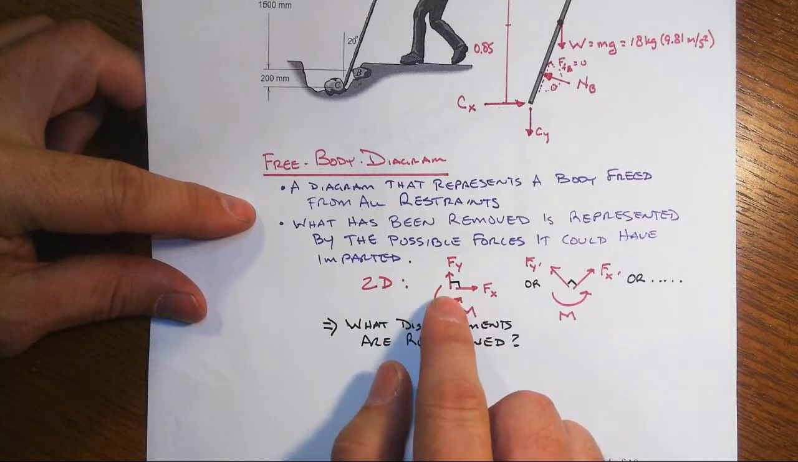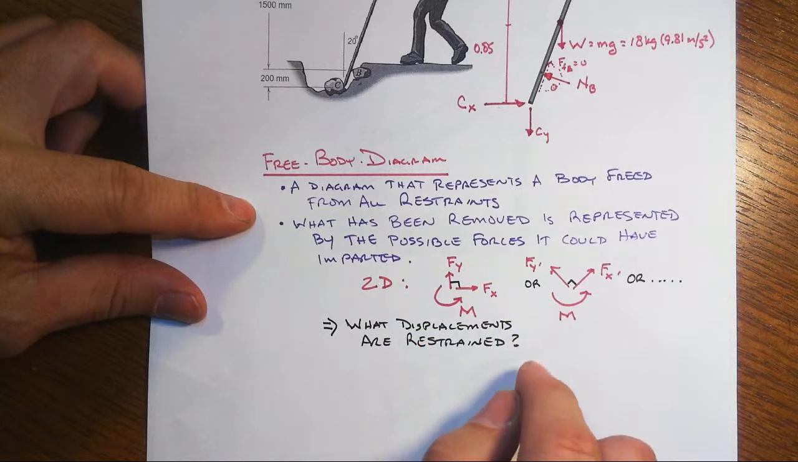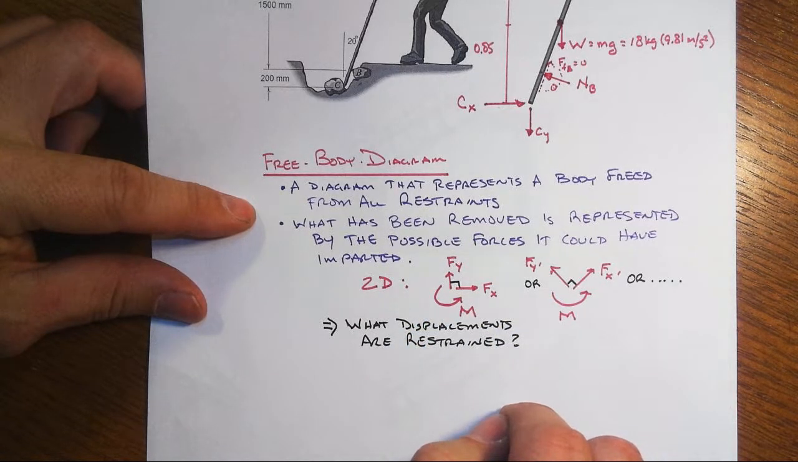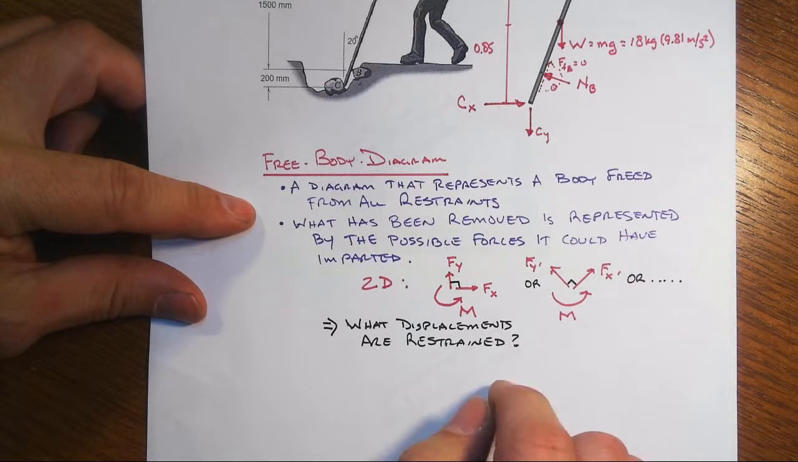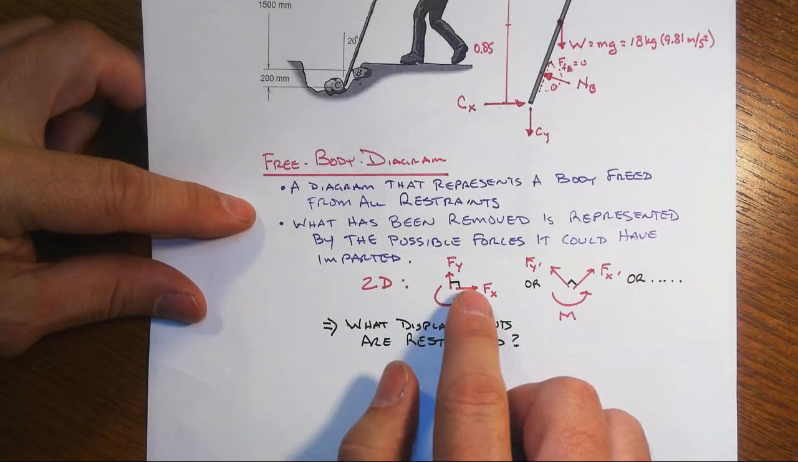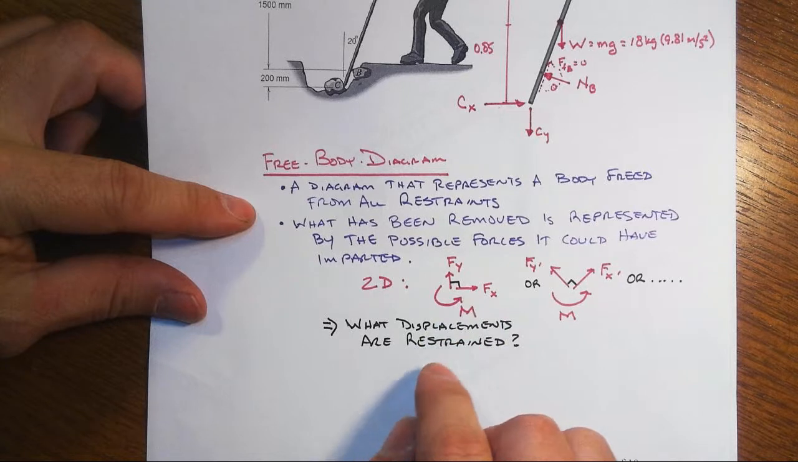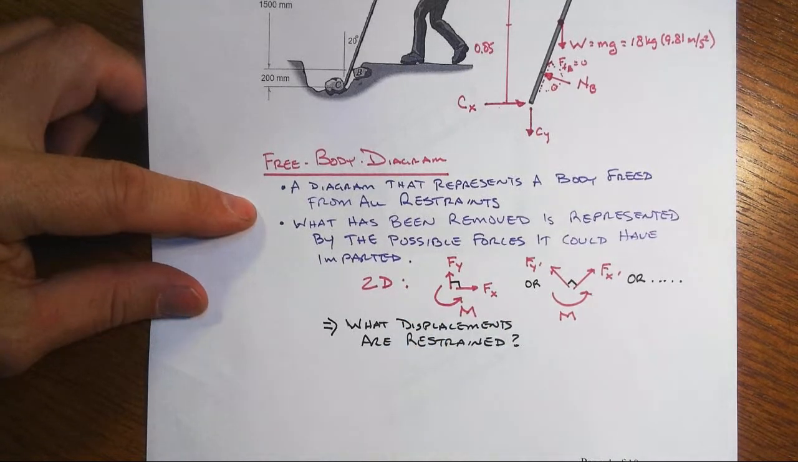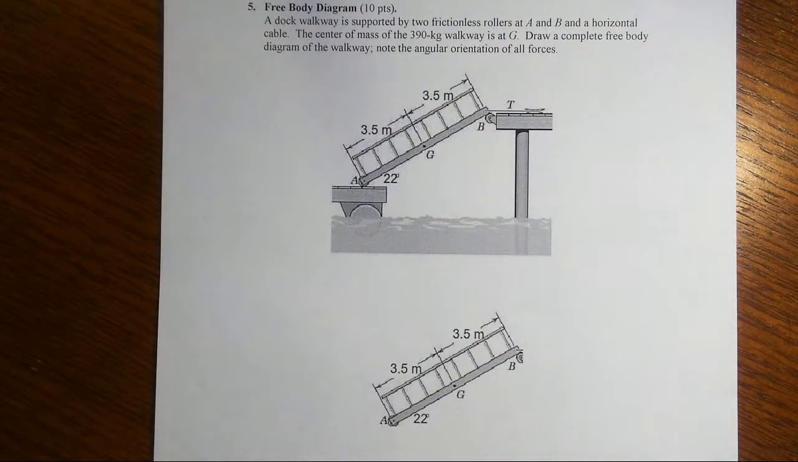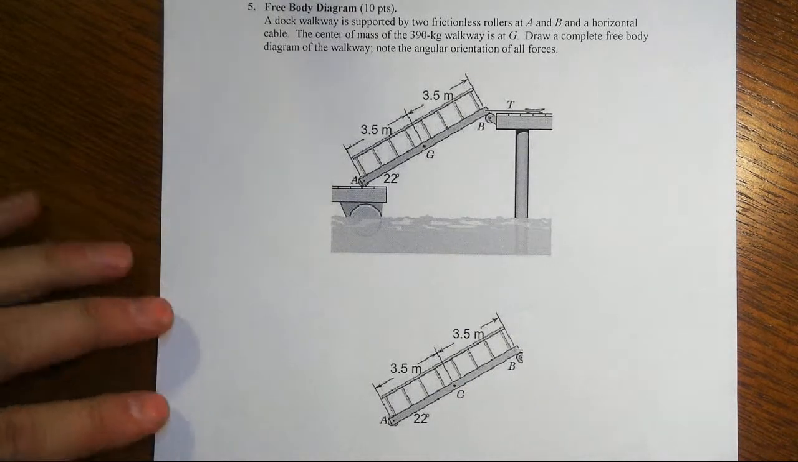And that means that we have three possible kinds of movements, and we're going to ask of each one, has that been restrained or not? That means we can have any set of orthogonal translational forces and then one rotational effect when we're looking at this in 2D. Right, so let's go back to the walkway here.